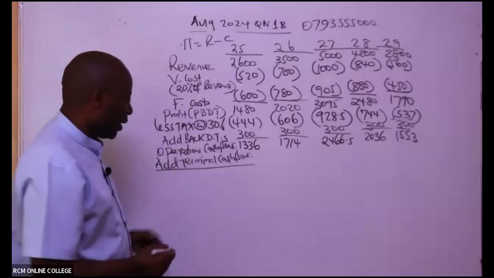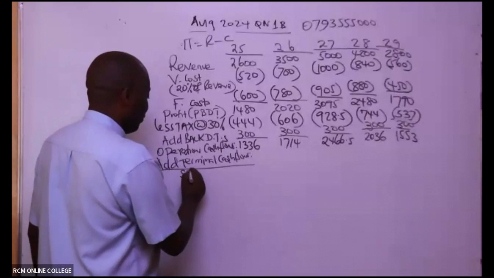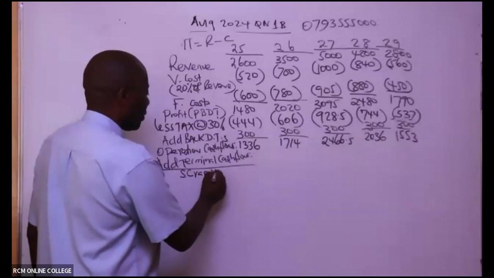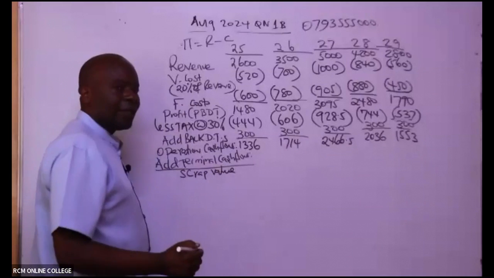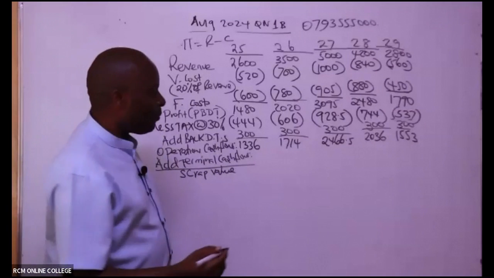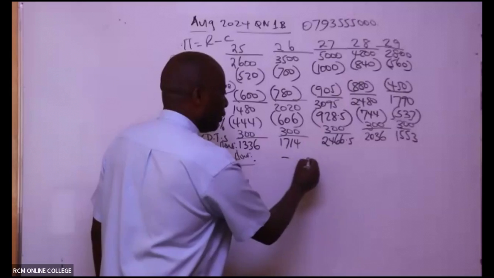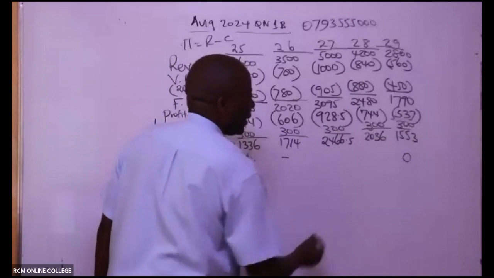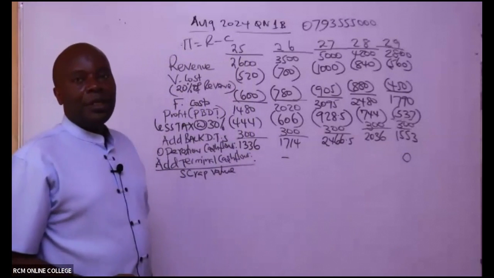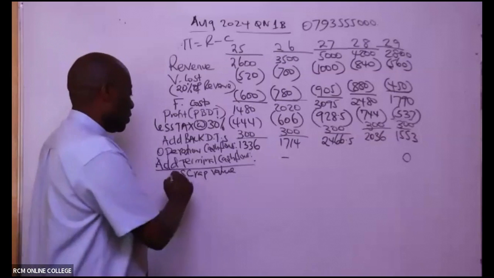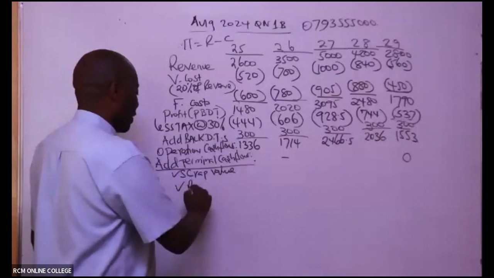Yeah, two things only. The first one will be the scrap value, because I'll sell the project as scrap. So I expect to get scrap value, which will come at the end of the project, isn't it? In this case, they've told us it's zero. And the other thing that we should never forget is the release of working capital.